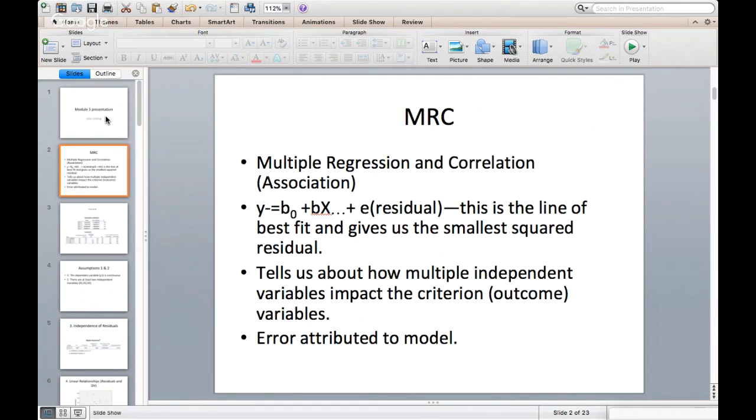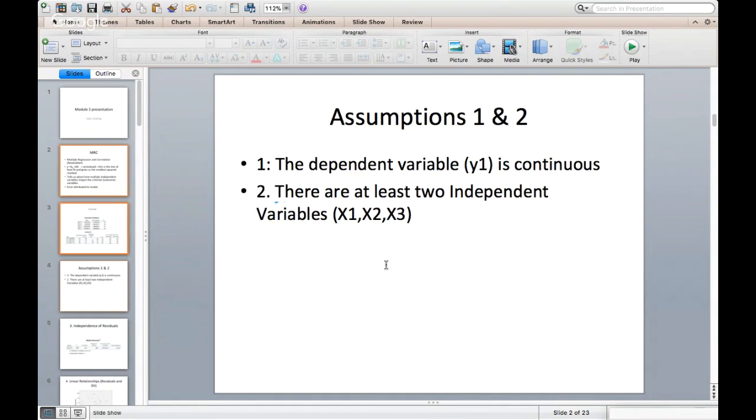So MRC, multiple regression and correlation, is a test of association. It has a nice little standard formula, y equals b naught plus bx. So basically, expected equals predicted plus error, which is the residual. This is a line of best fit and gives us the smallest least squares. So in relation to that line, the residuals are going to be as close as possible to zero.